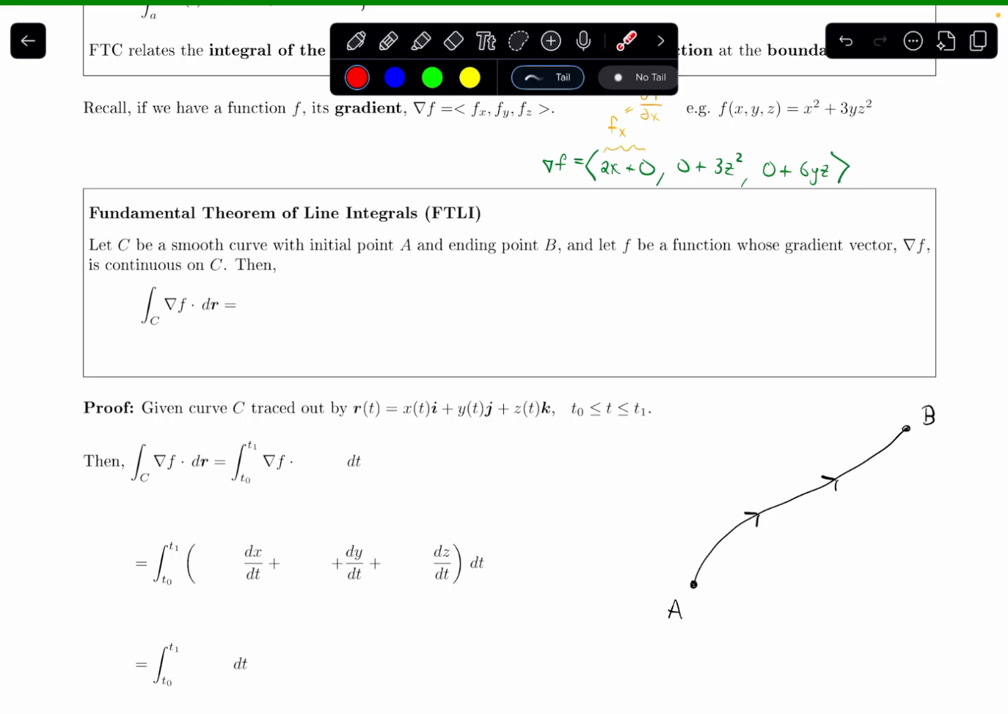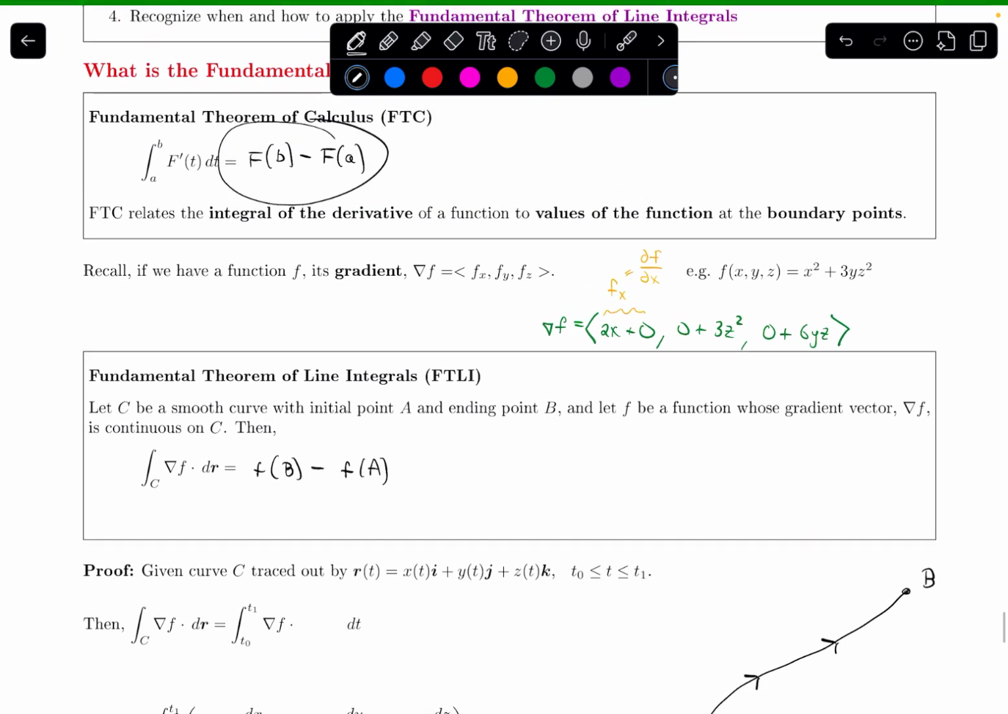Then, when I do a line integral of my gradient vector, so that is going to be my vector field, what it ends up equaling is just the original function at the end point b minus the original function at the initial point a. So very similar to the fundamental theorem of calculus. We sort of do an antiderivative, which gets rid of the gradient, and then you plug in those endpoints.